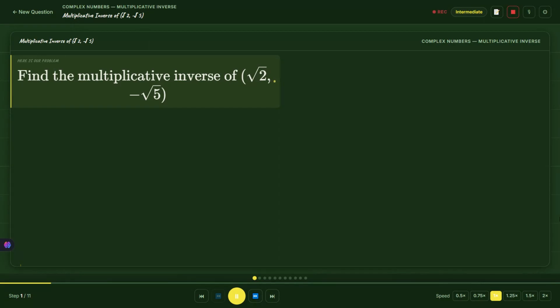Hey there! Today we need to find a special partner number for the complex number root 2, negative root 5. This special partner is called the multiplicative inverse. When we multiply our number with its partner, we get 1.